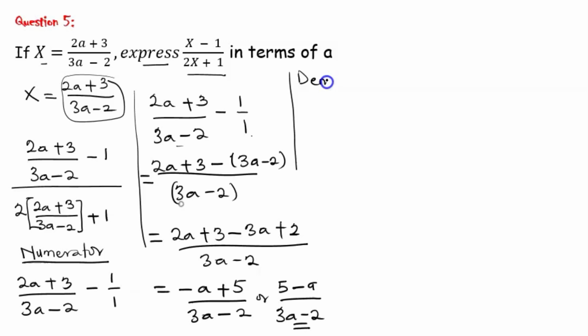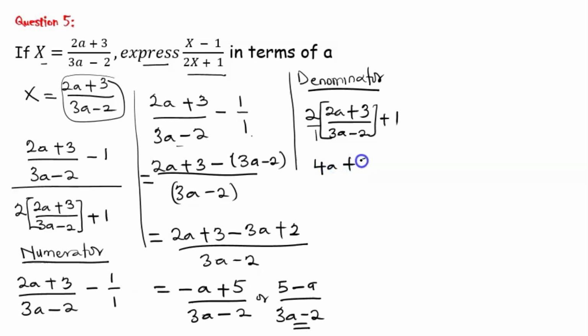Okay, denominator now. Let's see what was the expression there. What we have here is 2 into (2a + 3)/(3a - 2), everything added to 1. All right, so this 2 is like 2 over 1. Numerator will multiply numerator, denominator will multiply denominator. So by the time you use this 2 to multiply this numerator, you are going to have (4a + 6)/(3a - 2). Okay, I think 1 was minus. Okay, yeah, we have dealt with the one with minus. So we have plus 1 over 1.